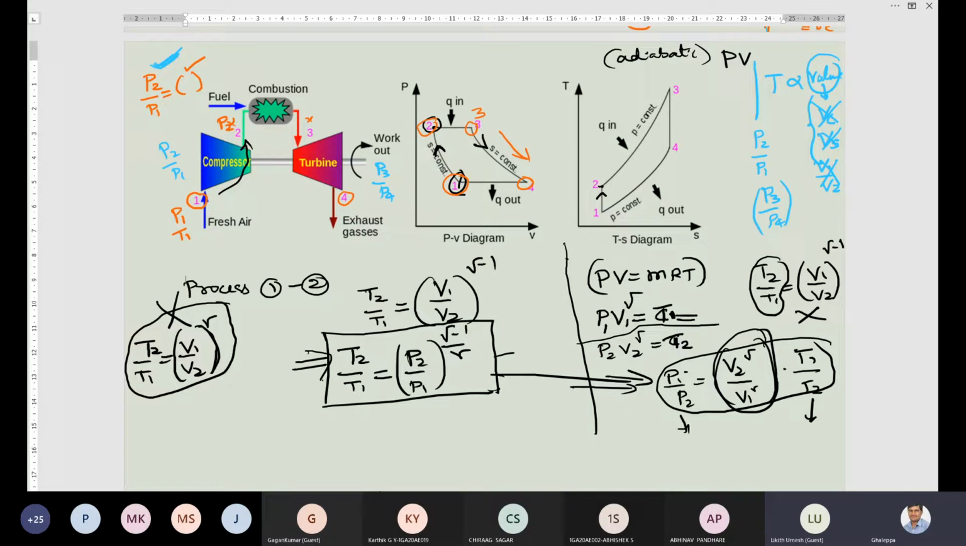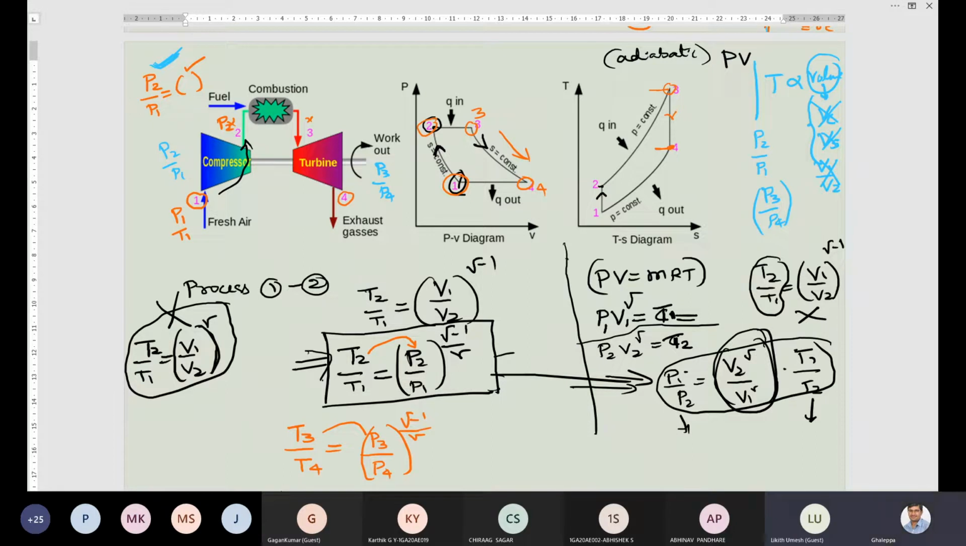Between 3 and 4, which temperature is more, T3 or T4? So T3 divided by T4 is equal to, here T2 is there and you have taken P2, here T3 is there, so of course I will take P3, and T4 is there, so I will take P4, to the power of gamma minus 1 by gamma.